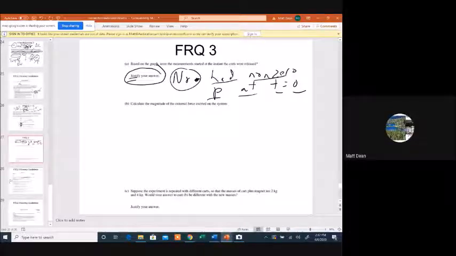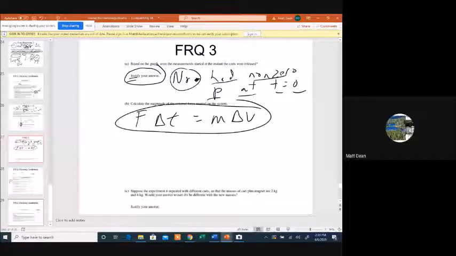Calculate the magnitude of the external force exerted on the system. We talked about how the external force is due to the force of gravity because we had that slanted track. I talked about two big ideas in the momentum chapter. Momentum is conserved in a closed system. And F delta T equals M delta V: impulses cause change in momentum. This is the idea we're going to use to work this problem.